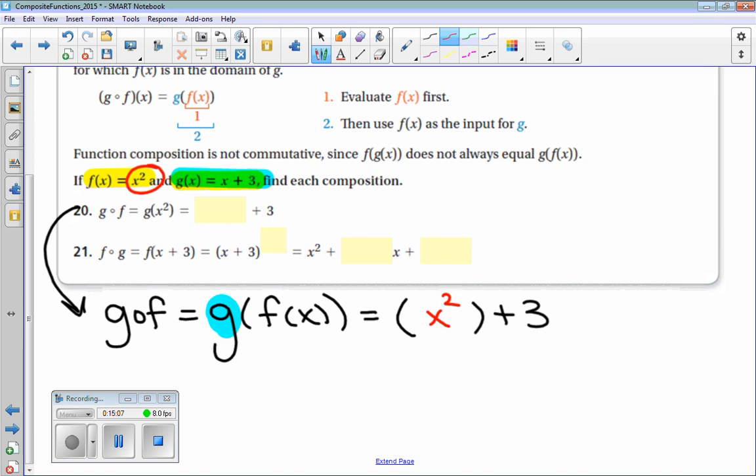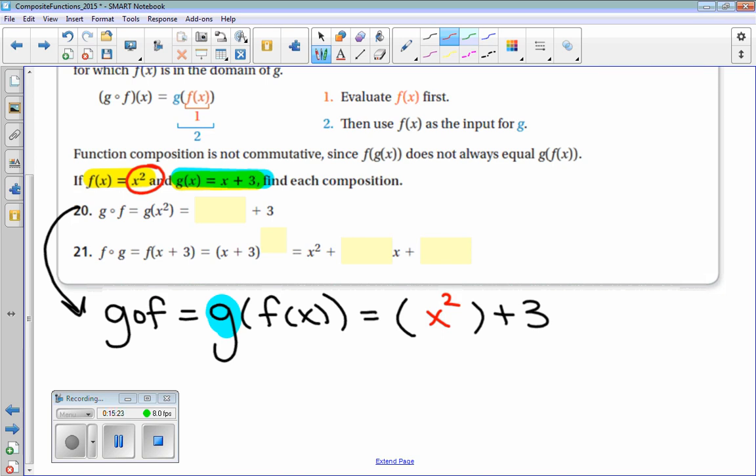Everywhere you see, we're going to start with the outside layer. In this case, it was g. And I'm just writing my function g of x, except for everywhere there's an x, I'm putting parentheses. So the f just goes away? The f goes inside of g. That's why you have an x squared.